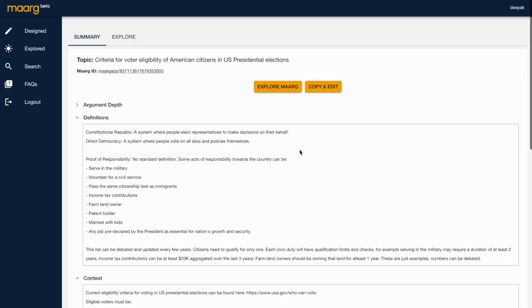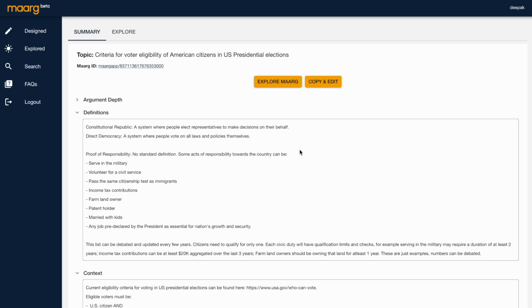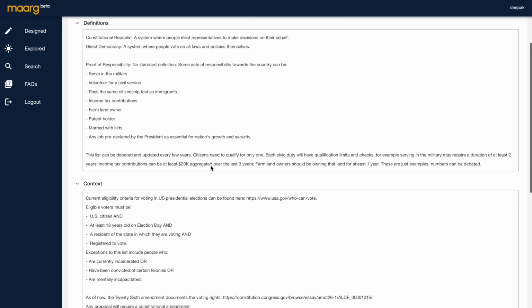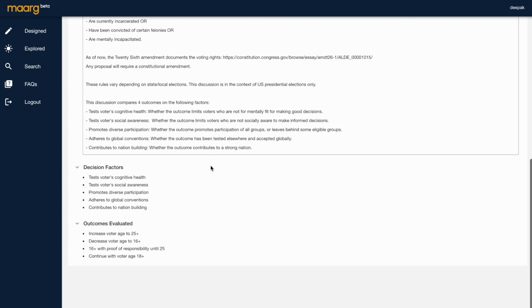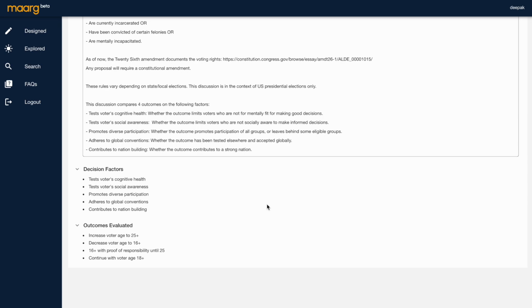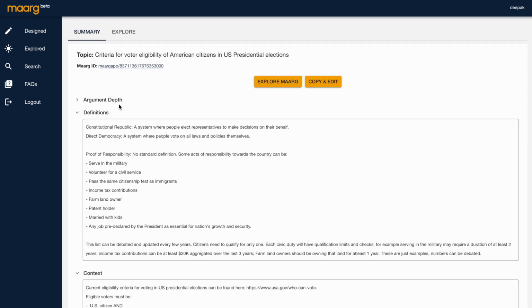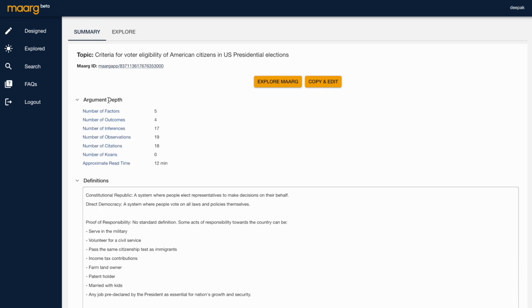And as a reader, when you come across a Maarg, you can always go through these definitions and context and factors to see if this Maarg is well researched or not. Finally, you can always look at the argument depth. Compared to the previous one where we did not have any inferences, any observations at all, this one has multiple inferences and observations, and that is why the reading time has also increased.